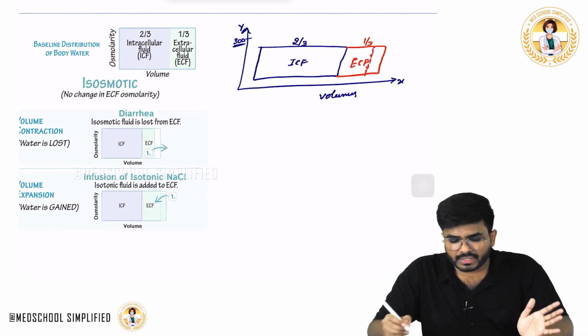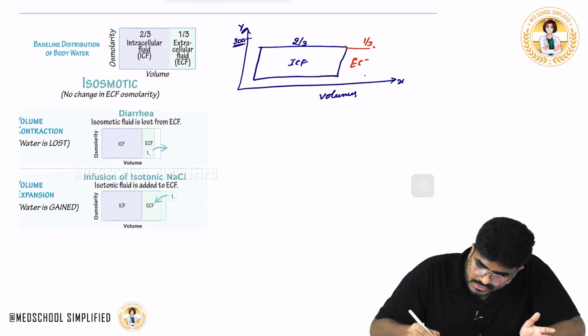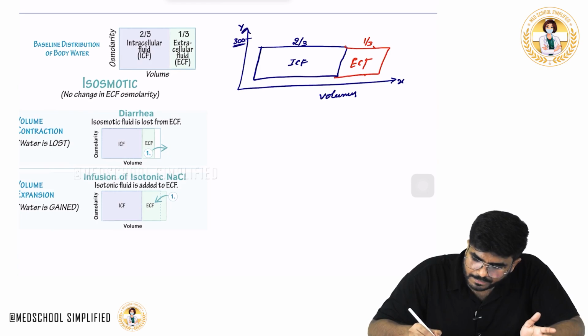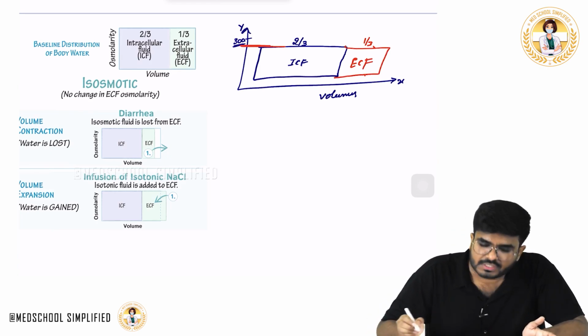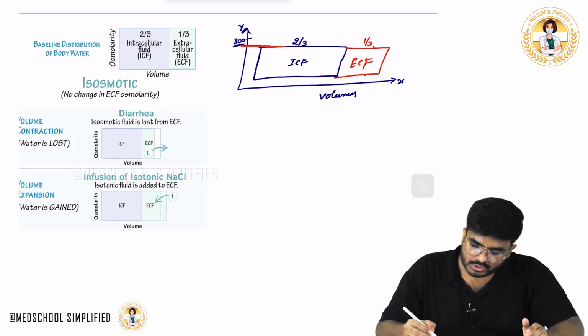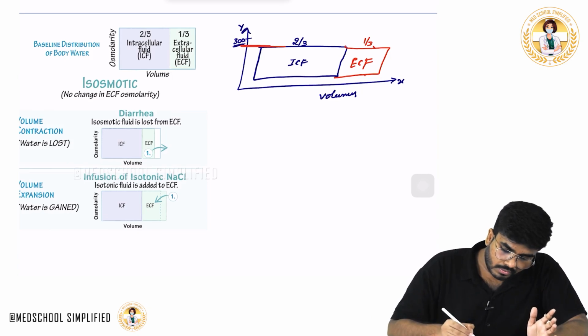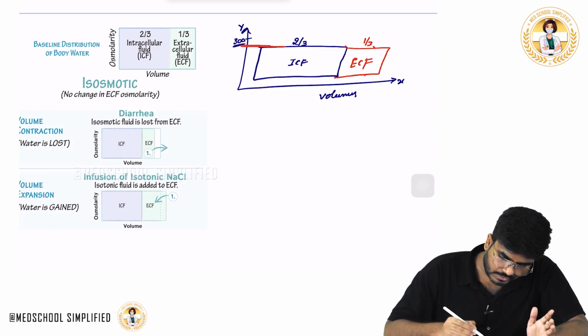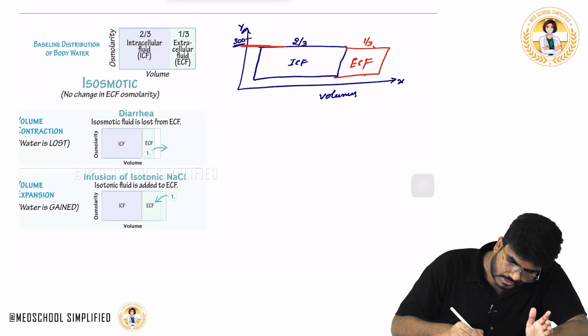You know it. Okay, but here I am not going to discuss that distinction. What I want you to know is ECF is just 1/3. Now what is the osmolarity? Somewhere around 300 milliosmoles. The osmolarity is 300 milliosmoles and volume you know it. Now, having said that, here I am discussing the isosmotic changes.